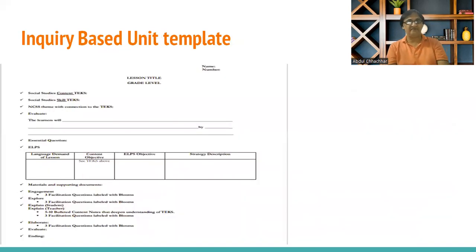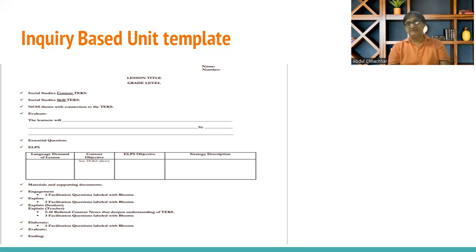Another one I have is very simple. It covers the social studies theme, task, learning indicators, what the students will be learning, essential questions, objectives, strategy descriptions, what material you are going to use, how you are going to engage, what they have to explore, what explanations you are going to teach, student explanation, elaborate, evaluate, and ending. So these are two examples of a unit template. I'm sure it's going to help you.